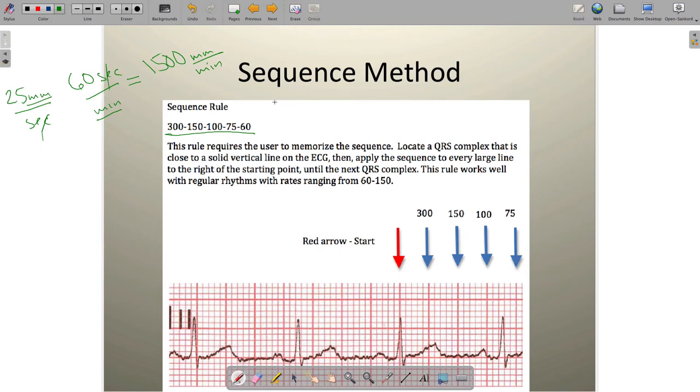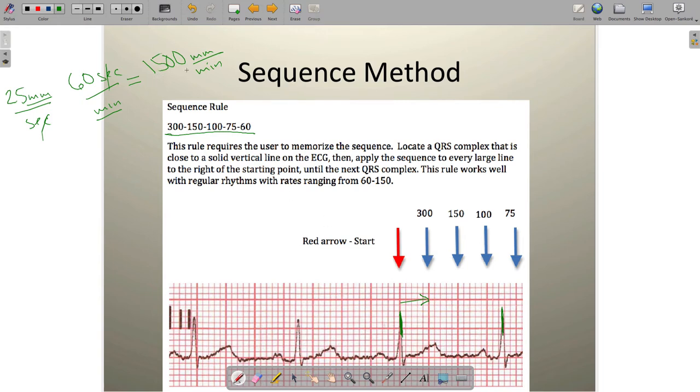The sequence method forces you to look at the shape that you're after. In this case, we're going to use the QRS complex. And it forces you to determine how much distance exists between the QRS complexes in terms of the number of big boxes. So you know that there are 5 millimeters between each dark pink grid line. So each big box is 5 millimeters.